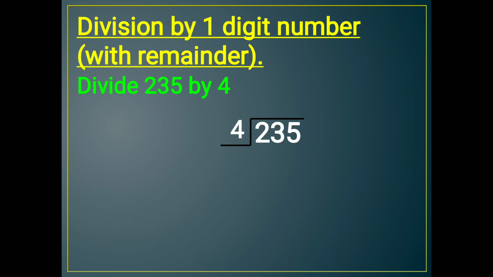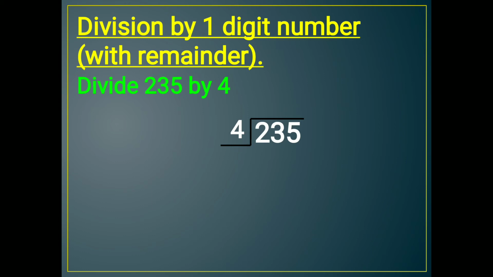Now, from the left side, that means the hundreds place digit, that is 2, and 2 is smaller than 4. So 2 is not divided by 4. So we will take one more digit, that's the tens place. So it will make 23. Now 23 is easily divided by the 4.